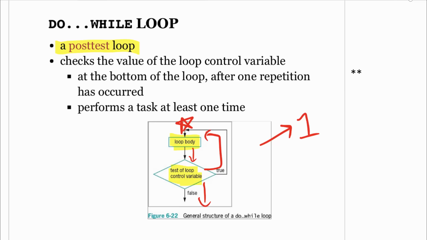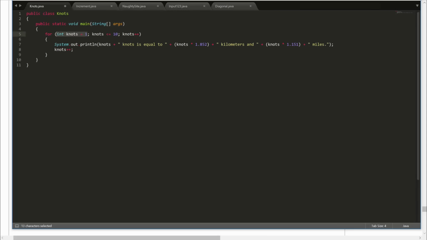Like it says here, the test control variable is going to be at the bottom of the loop, and it's going to run after one repetition, and a do-while loop will perform a task at least one time. So let's look at an example of a do-while loop.